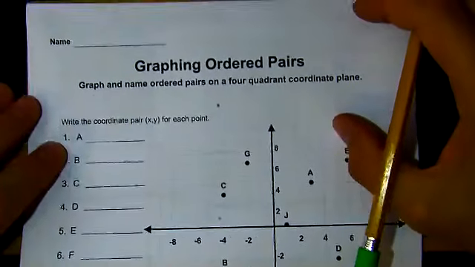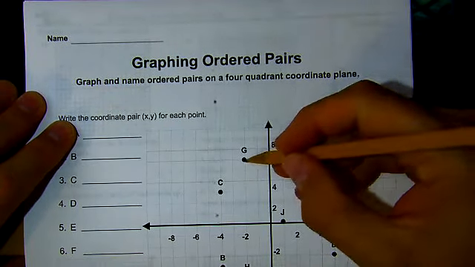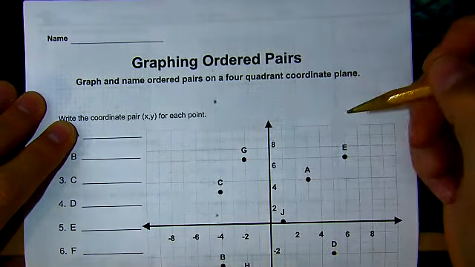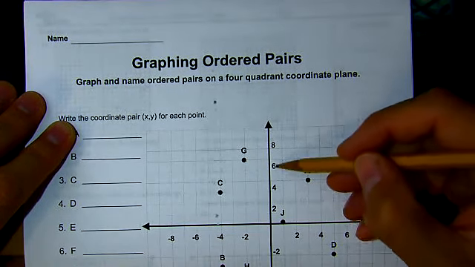Now, like I said, if they give you the numbers, you're going to be graphing them. If the dots are already graphed, you're going to find what number they're at. So first off, you'll notice that this skips numbers.